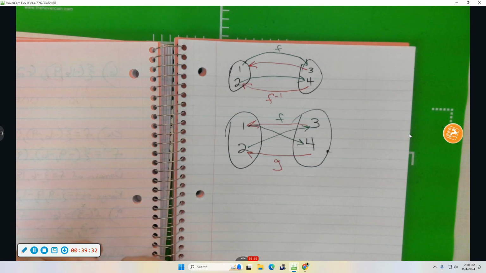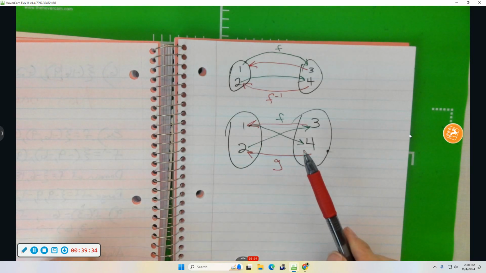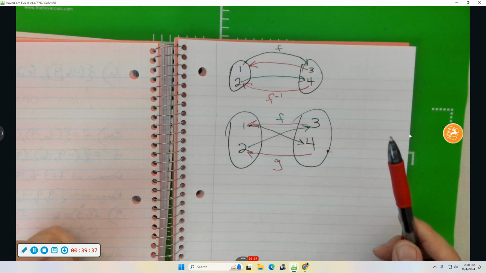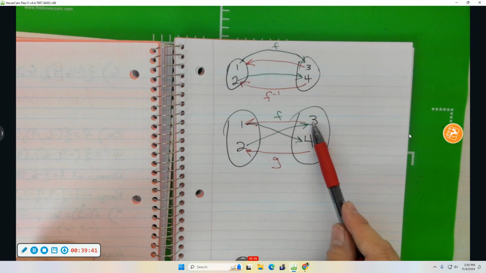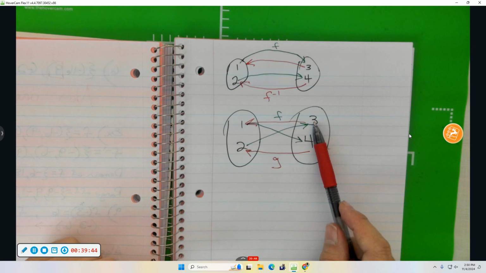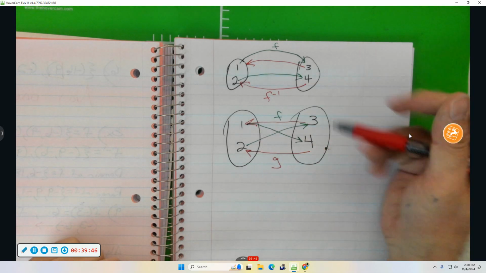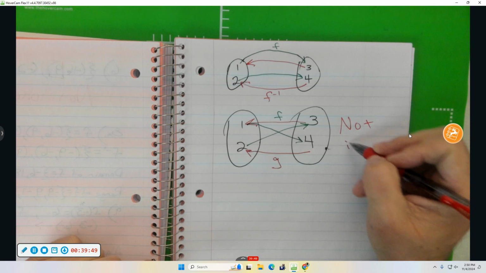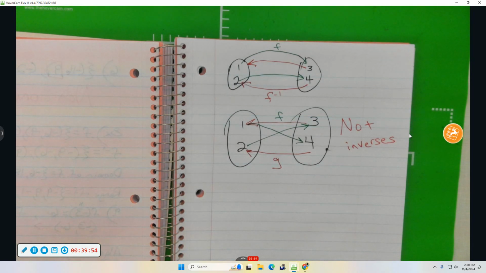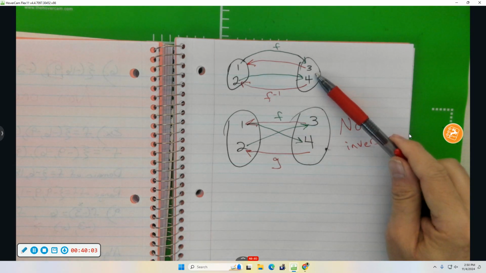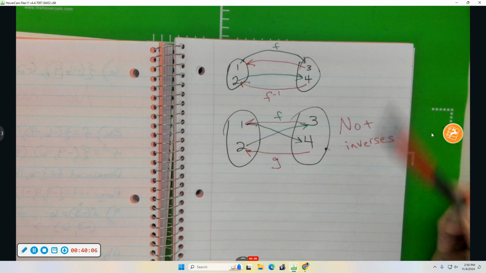If you start anywhere in this diagram and perform the two functions, are you going to end up where you started? If you start at 2, 2 goes to 3. Does 3 go back to 2? No, 3 takes you to 1. Not inverses. That definition is saying that if you perform the two functions consecutively, you will always end up where you started. And the only way that's going to happen is if the ordered pairs are just reversed.